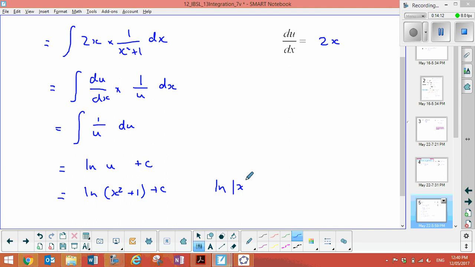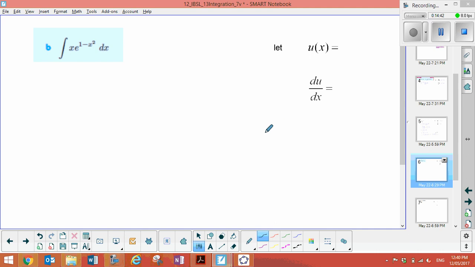Do we need absolute value signs with x squared plus 1? That's a good question. x squared plus 1, if you square any number, it's going to be positive and you add 1 to it. So that will always be greater than 0. So you can put the absolute value signs, it won't be wrong, but it will always be greater than 0.